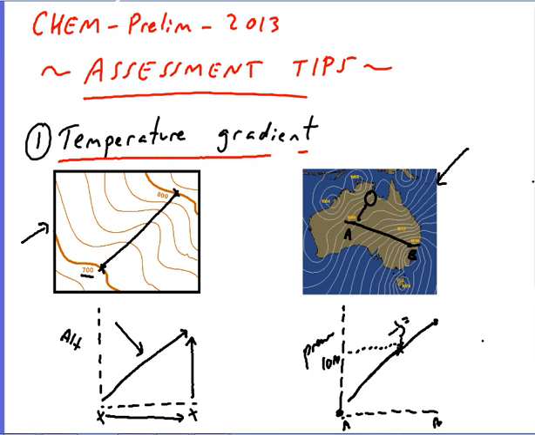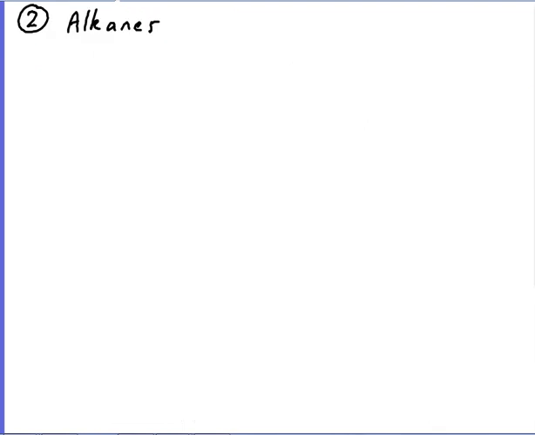Okay, on to some more tips. First thing is alkanes. In part 2b, you've got to go through and figure out how to name hydrocarbons, and I'm going to give you a few tips here. These are the most commonly asked questions about hydrocarbons.